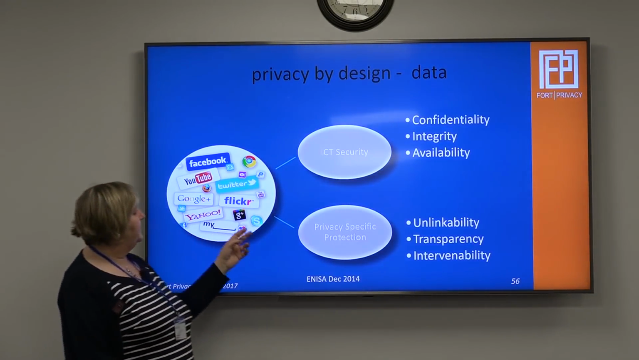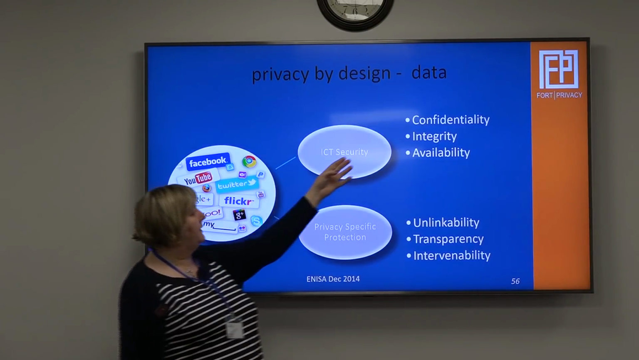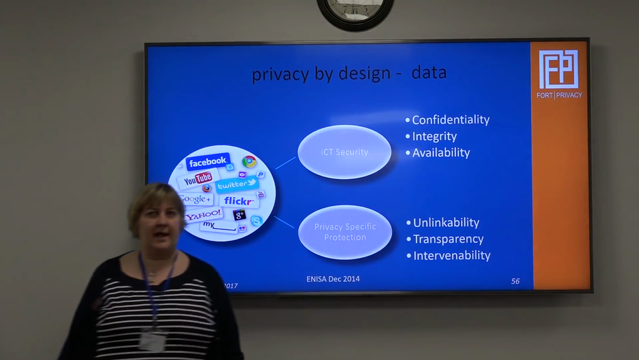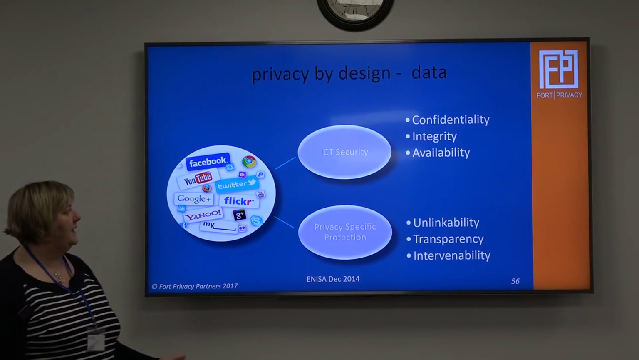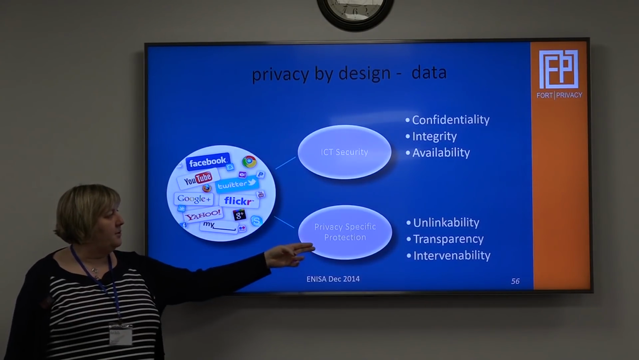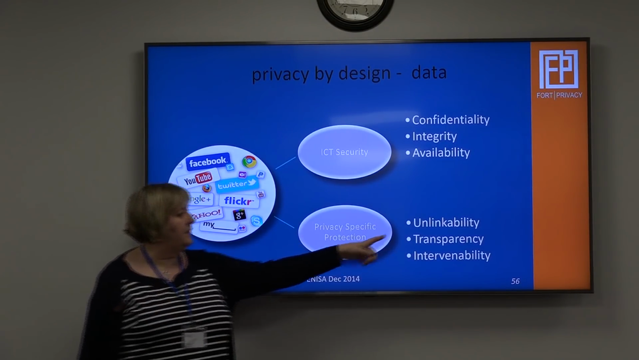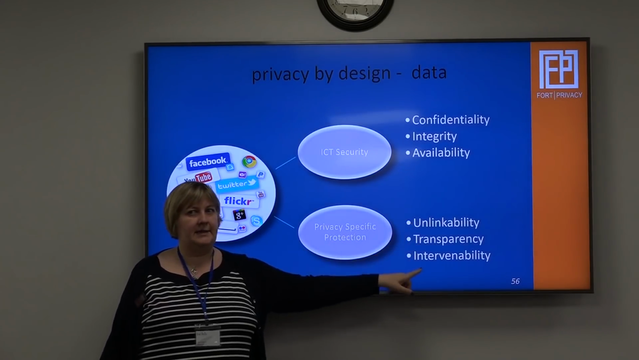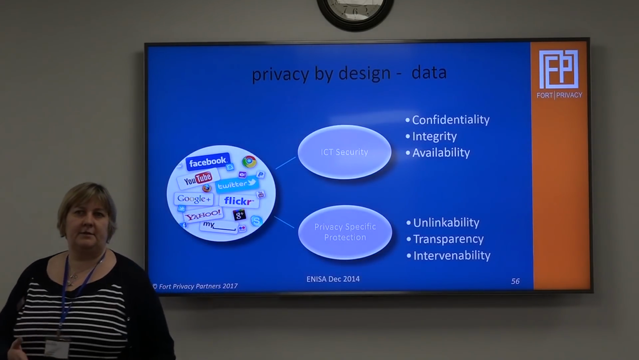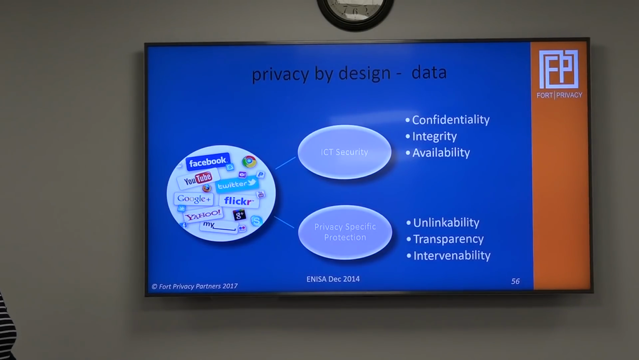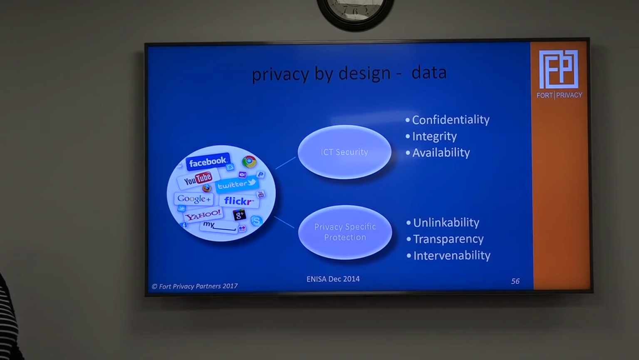When we're talking about the frameworks, for ICT security you're talking about the CIA: confidentiality, integrity, availability. For the privacy-specific ones, you're looking at unlinkability, transparency, and intervenability. I'm just going to talk about what those three mean at a very high level, and hopefully that'll be enough that some of you will be interested and go away and look for more information about them.